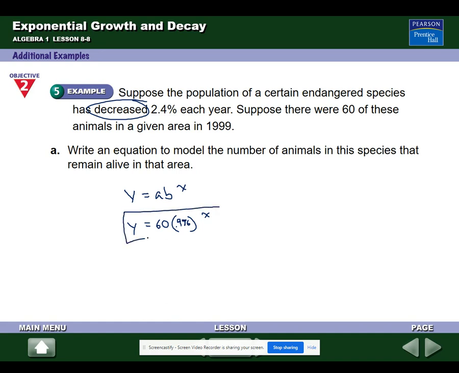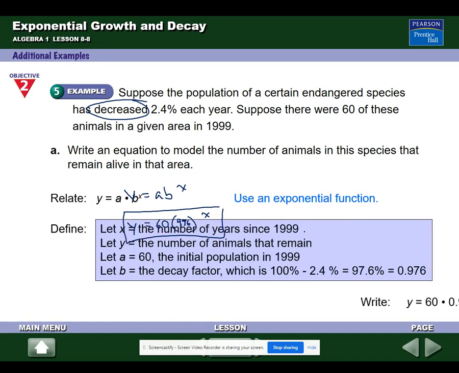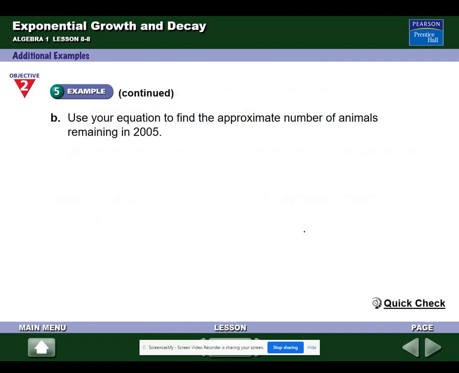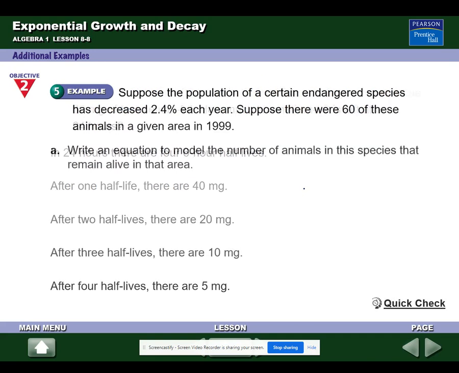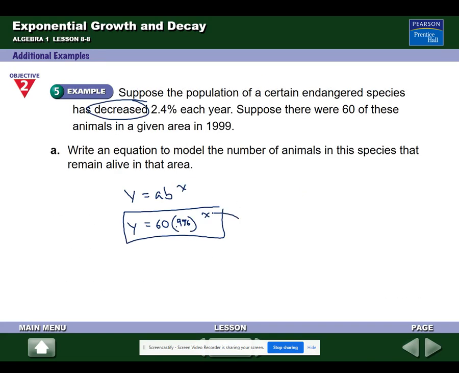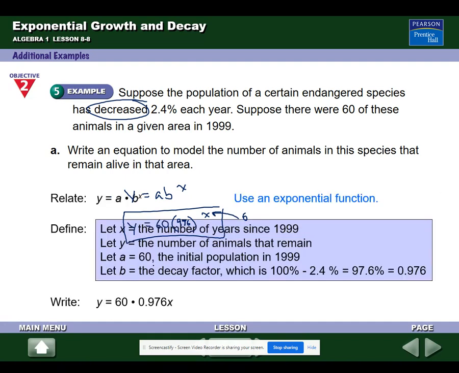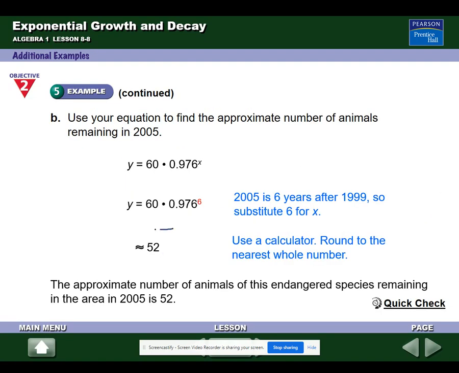That's the equation that they wanted. And in B, they're going to ask us about how much is left in 2005. So this was 1999 to 2005, which means 6 years later, we would be plugging a 6 in here for x. And then we could do the math on that. I'll do that real quickly on my handheld calculator, which is 51.86. So I'd say 52 of these animals, just rounding to the nearest animal.